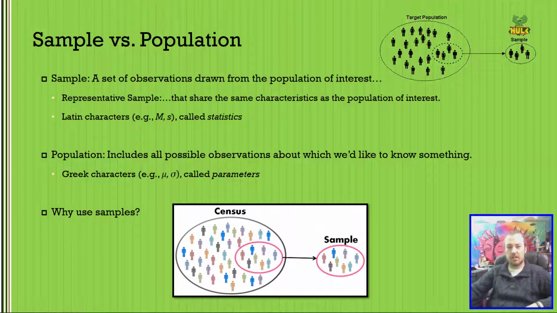Similarly, if we talked about standard deviation of a sample, we use lowercase italicized s, and if it's for a population, we use the Greek character sigma, the lowercase sigma that looks like an O with a little flourish there. So statistics are for samples, parameters are for populations.